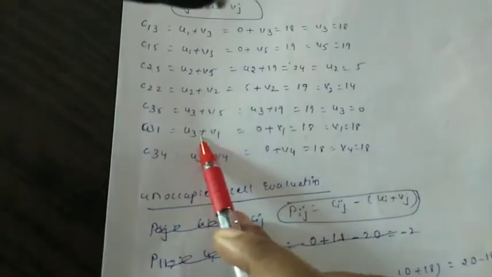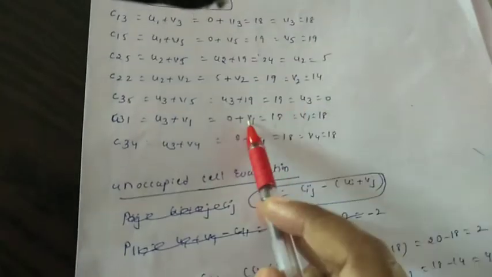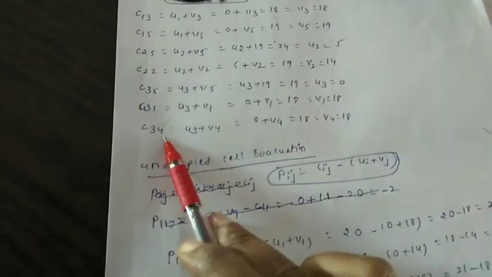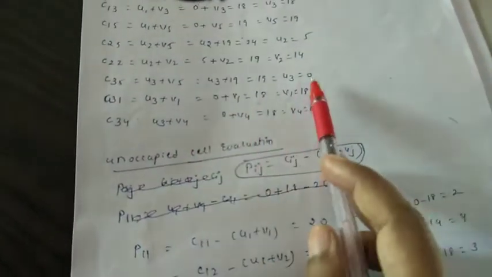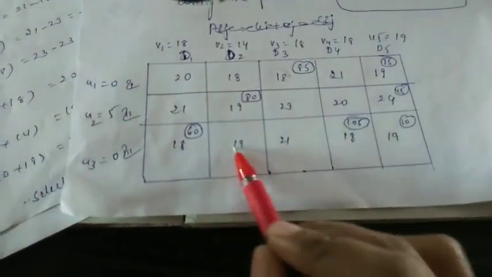Next, C31: u3 plus v1, where u3 is 0 and v1 is equal to C31, third row, first column. So the cost value is 18, so v1 is equal to 18. Next, C34: u3 plus v4, where u3 is 0 and v4 is equal to C34, third row, fourth column, 1, 2, 3, 4. The cost is 18. So v4 is equal to 18.